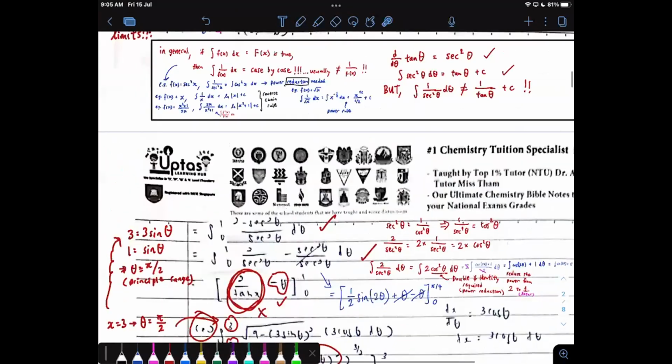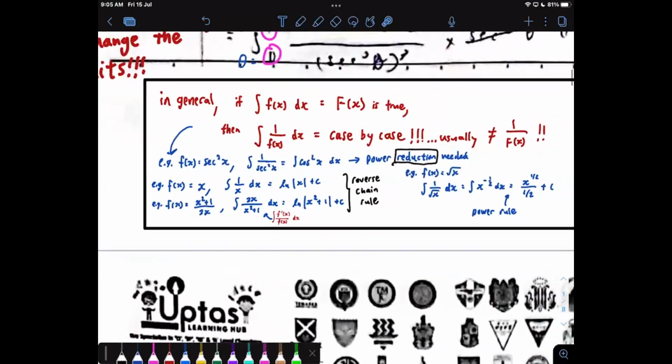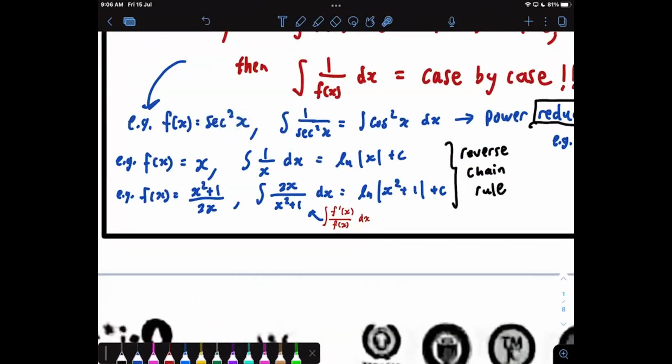So in general, if you integrate a little f of x and you get a capital F of x, and this is true, let's assume, when you try to integrate now the reciprocal version, 1 over the little f, then you have to do it case by case already. It's not just 1 over capital F. What do I mean by that? Let's take a look. Secant square first. f of x equals secant square. So what we have is integrate 1 over secant square.